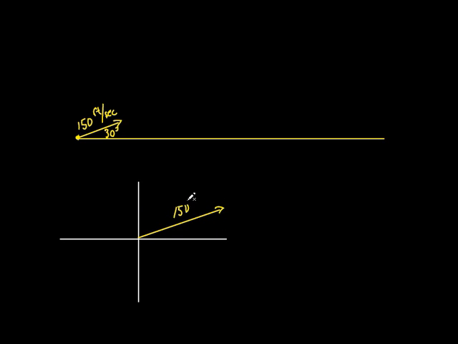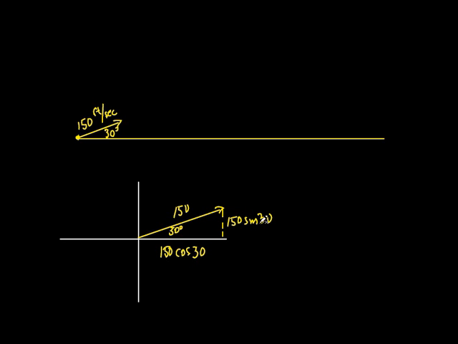The magnitude is 150 and the angle is 30. What I want to do is break it down into its components. So you should be able to do that pretty easily now. Would you agree? So what's the x component going to be? It's going to be 150 cosine of 30, right? And what's the y component going to be? 150 times the sine of 30, all right?